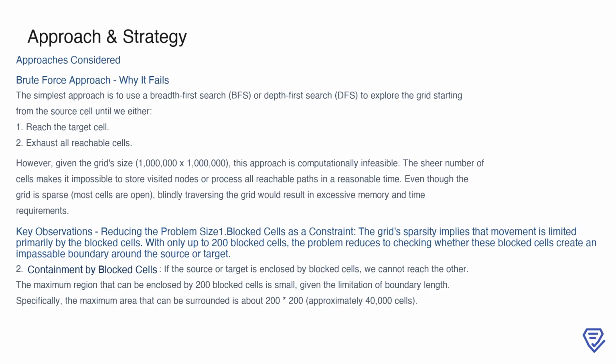With at most 200 blocked cells, the problem simplifies to checking whether these cells create a barrier that prevents the source from reaching the target. Second, the maximum area that can be enclosed by these blocked cells is relatively small, about 40,000 cells. This means that if the source or target is encircled by blocked cells, escape becomes impossible. These observations allow us to shift our focus to localized regions rather than the entire grid.